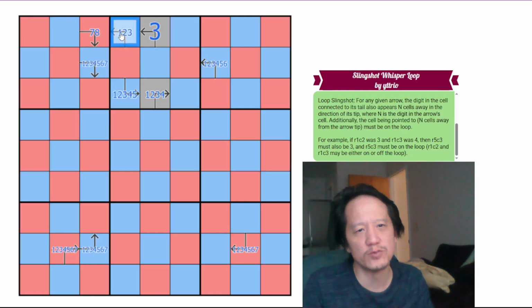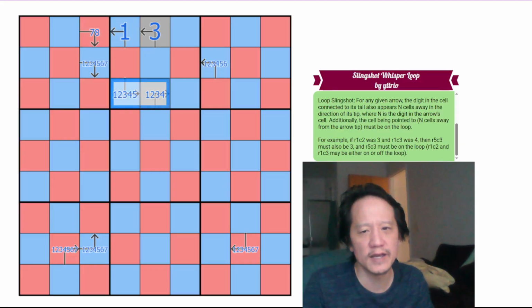So this is on the loop. We already knew that. This cannot be 3. This must be pointing to a high, so it must be that one. So this is 1. This cannot be 1 or 3. This high would be pointing to either 4 or 6, but it cannot be either of them. This is a low.